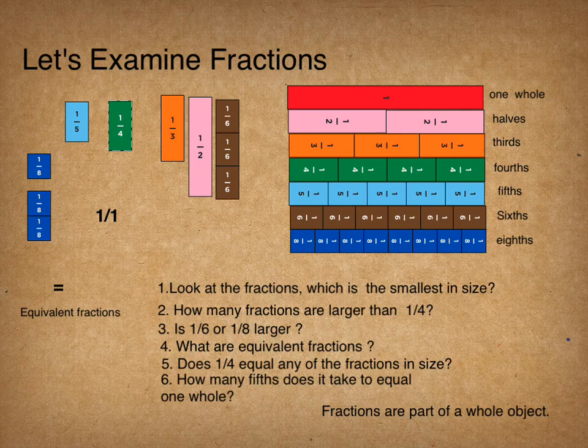And down to number 6, how many fifths does it take to equal 1/2? Okay, our red bar is the 1/2, and let's look at our fifths. Let's go down to the fifth row, and we can count. 1, 2, 3, 4, 5. So it took 5/5 to equal 1/2.